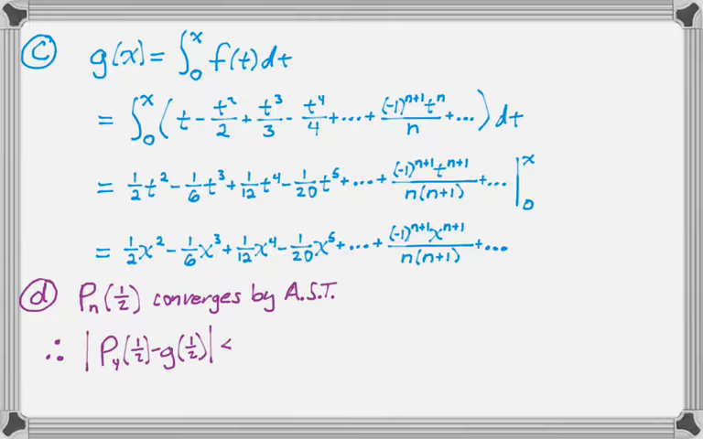p sub 4 means go to the fourth. So I'm using the x squared, the x cubed, the x fourth term. So I'm plugging 1/2 into the x to the fifth term. So it's less than the absolute value of negative 1 over 20 times 1/2 to the fifth. 1/2 to the fifth is 1 over 32, and 32 times 20 is way bigger than 500, which means this is definitely less than 1 over 500, and that's what I needed to show.